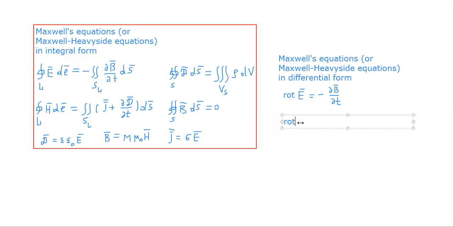Should be replaced with rotor H. And the right part should be written without integral. So we have electric current density plus derivative of electric displacement vector by time.